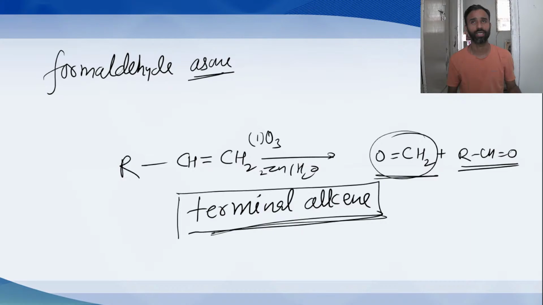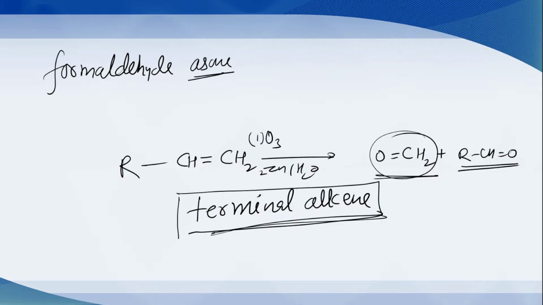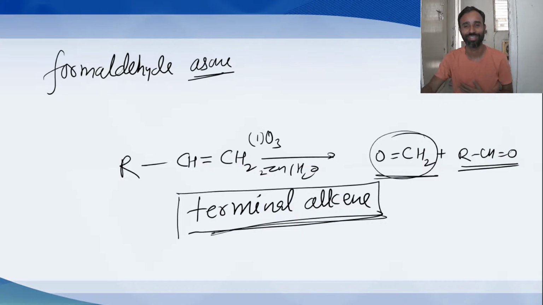Yes, Utkarsha. Yes, beta. Got it? It means the double bond is present at the end of the chain.